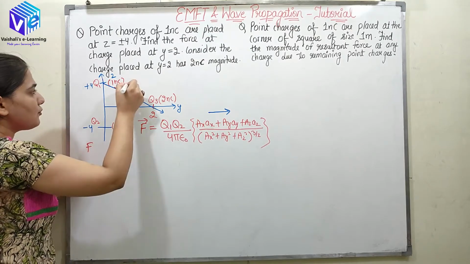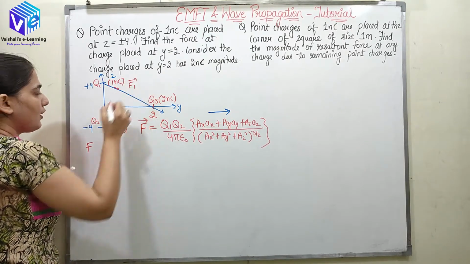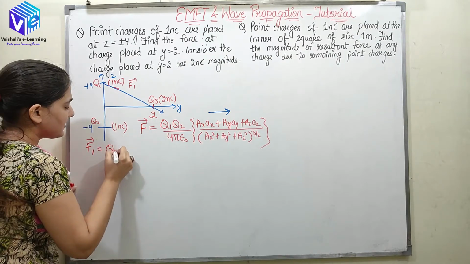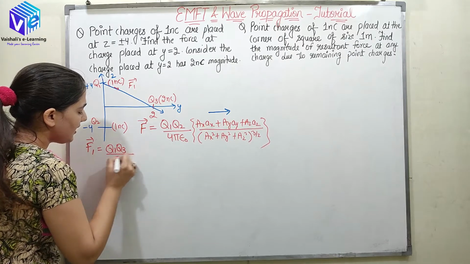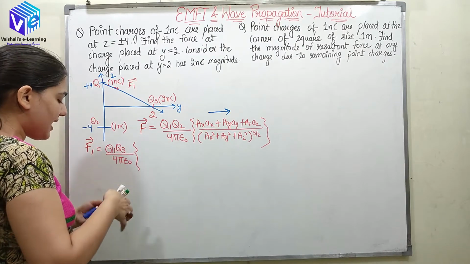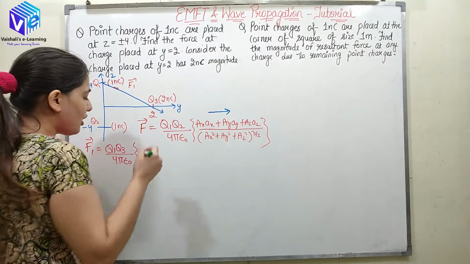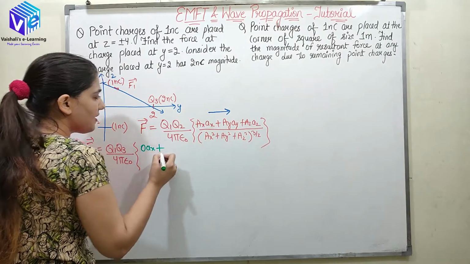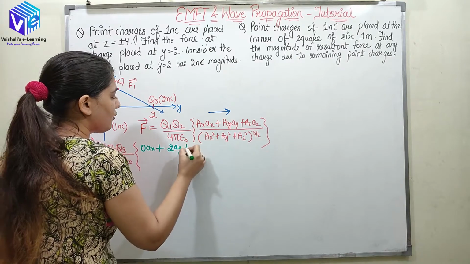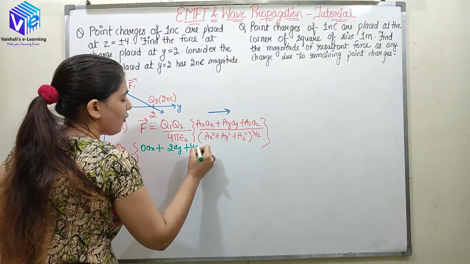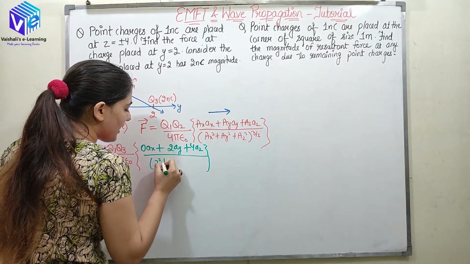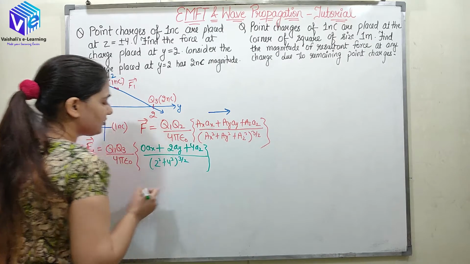Let's suppose this is my F1. F1 will be given as, what are the two charges? The two charges here are Q1 and Q3, upon 4 pi epsilon naught. Now what is the x coordinate? The x coordinate is not there, so I'll take 0 ax, plus the y coordinate, which is 2 ay, and the z coordinate, which here is 4 az. Now I'll divide it by 2 square plus 4 square raised to power 3 by 2.